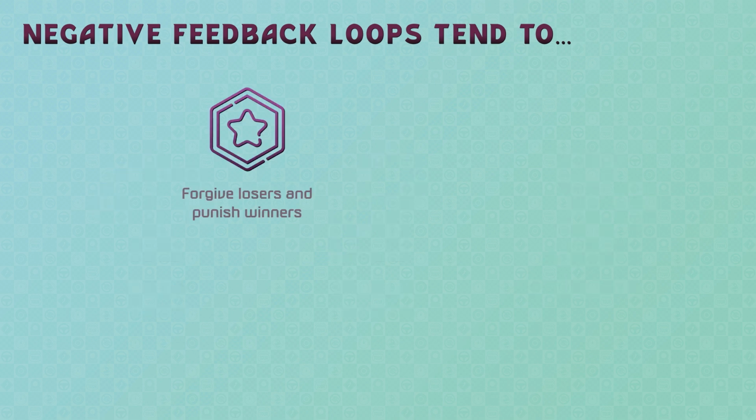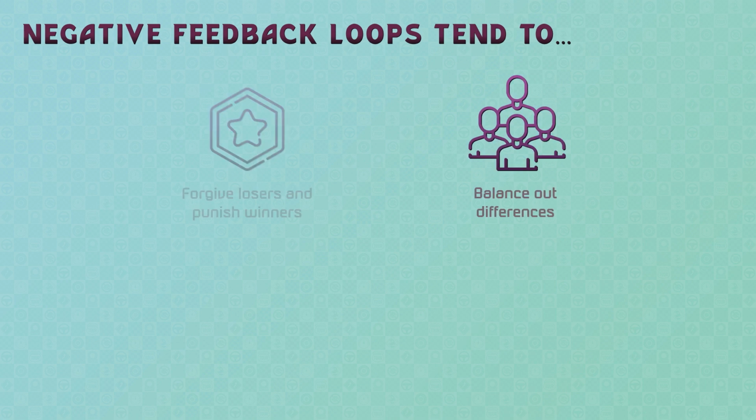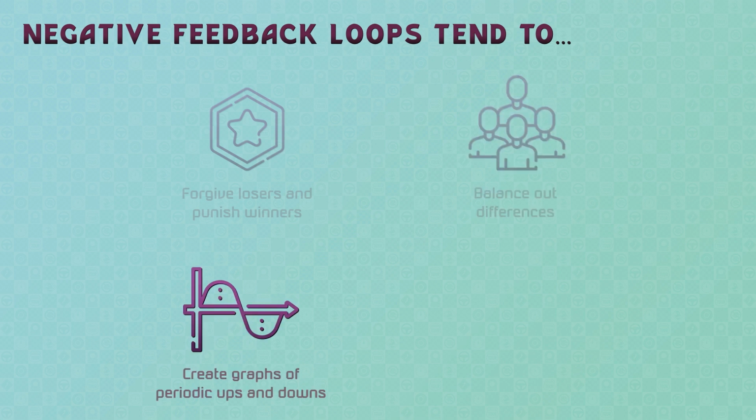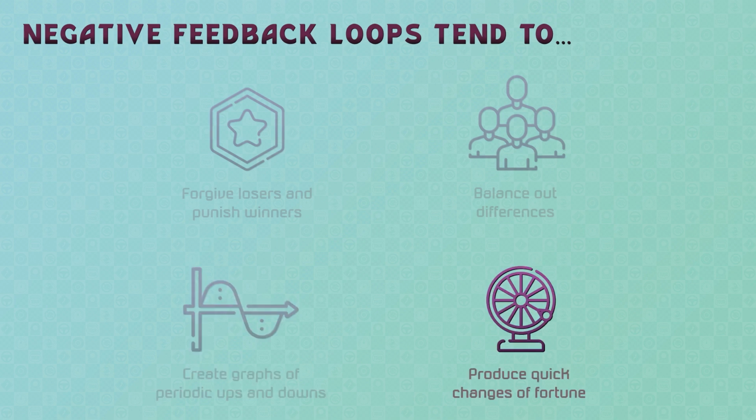Instead of punishing the losers, negative feedback loops forgive losers and sometimes even punish those players who are doing very well. Instead of highlighting differences between players and their chosen strategies, negative feedback loops balance out those differences and thus hide them. The effects usually result in graphs of periodic ups and downs, almost like a sine curve when you visualize them. And if we think more about the actual dynamic that is created, negative feedback loops tend to produce quick changes of fortune, where at one point you fall behind, but you have the opportunity for a comeback and then take over the lead. And this usually makes for good drama.